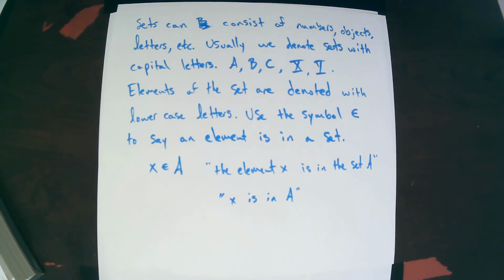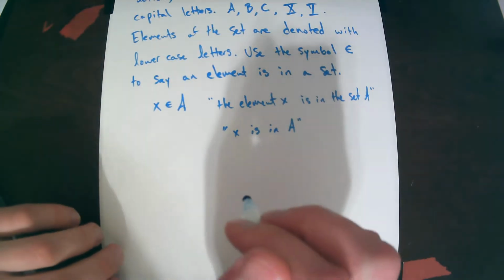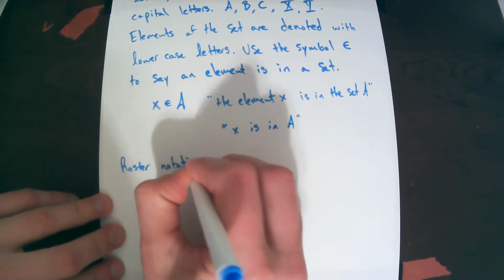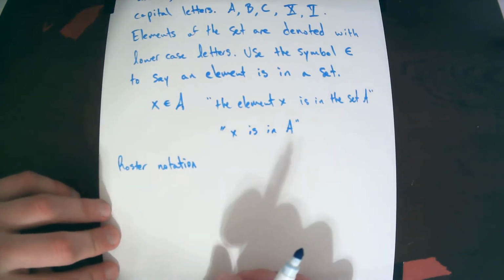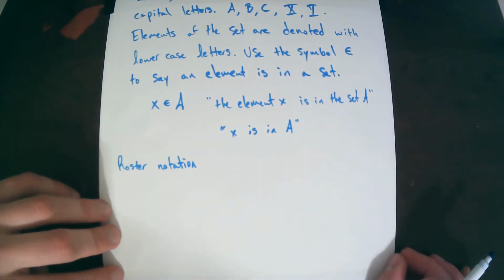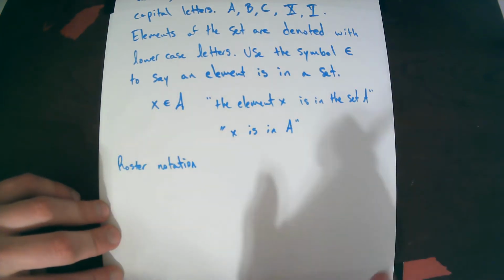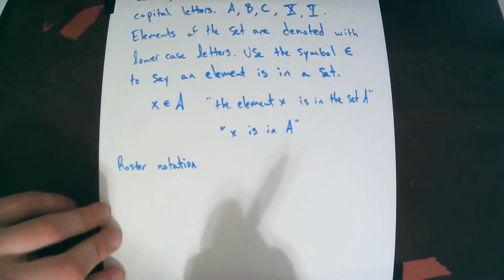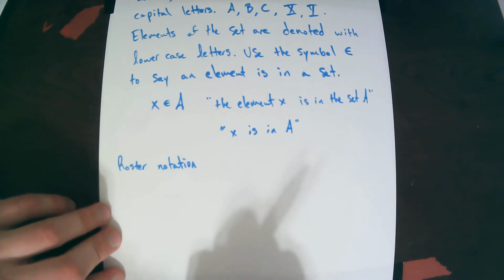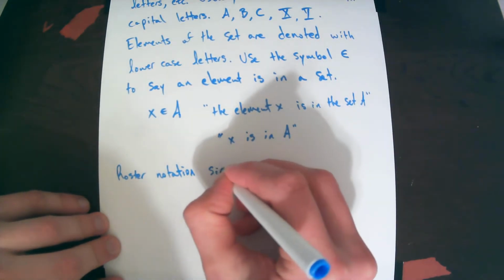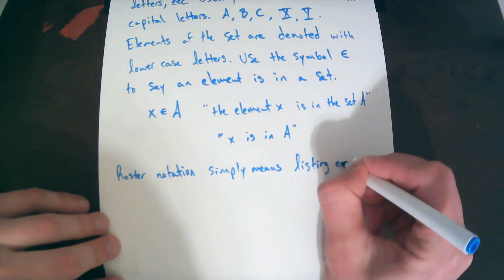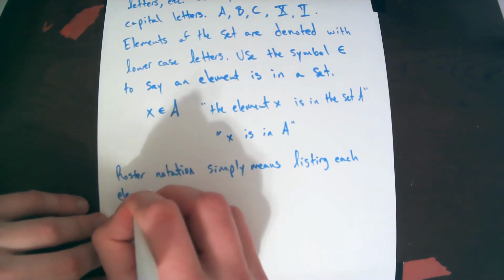Okay, let's talk about roster notation. Let's actually look at some sets, because we haven't looked at any sets yet. Roster notation, or roster method, you can call it either. Using the roster method is how you would say it, and the notation itself is called roster notation. From the notes, roster notation is a way to describe a set by listing all of the elements in the set. So roster notation simply means listing each element out. Doesn't get much simpler than that.